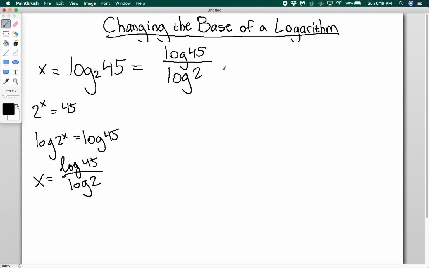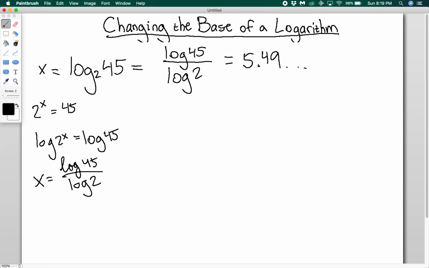And once you put this into your calculator, you're pretty much done. You should end up getting 5.49 approximately if you put this into your calculator.